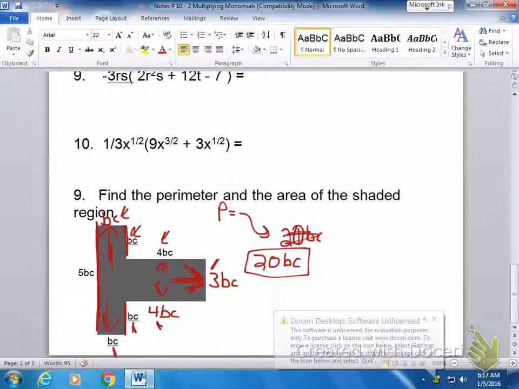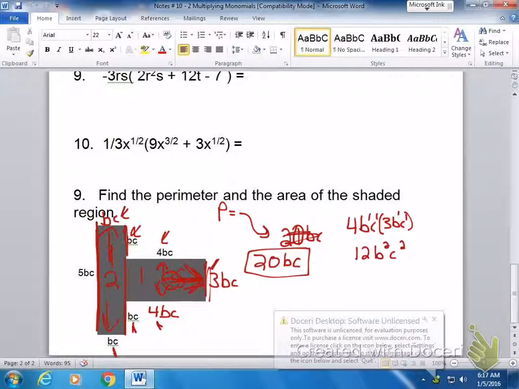Well, now I have to find area, and it's the area of two different rectangles. Okay, I've got rectangle number 1 and number 2. All we need is length times width. So what I'm going to do is take the length of this rectangle, which is 4BC, and multiply it by its height, 3BC. And that'll give me the area of the first one. 4 times 3 is 12. B to the first times B to the first is B squared. C to the first times C to the first is C squared.